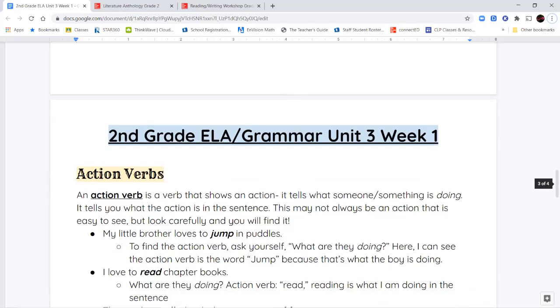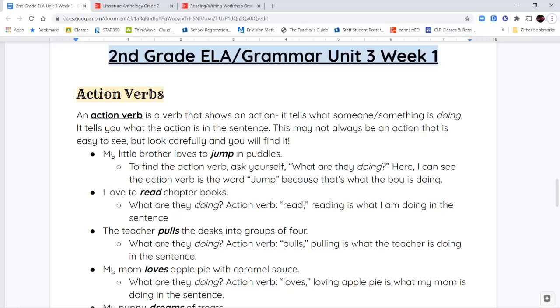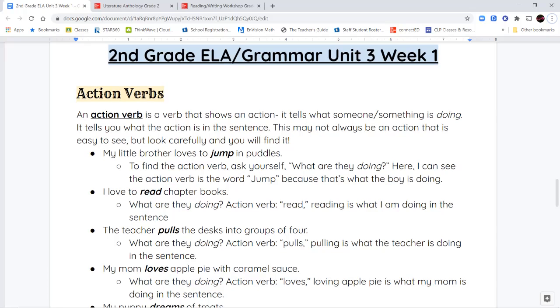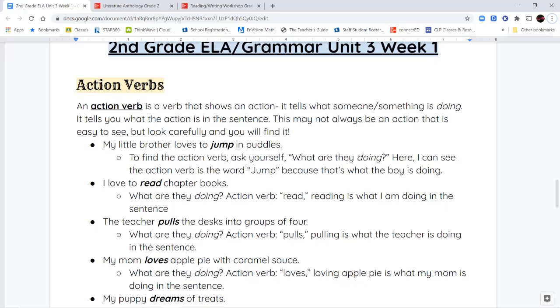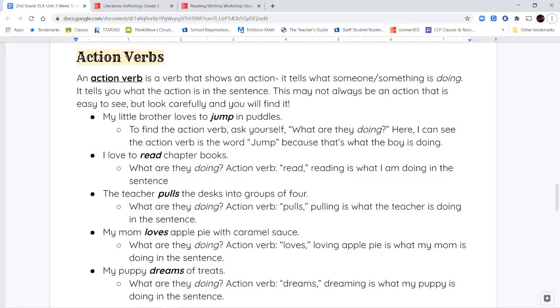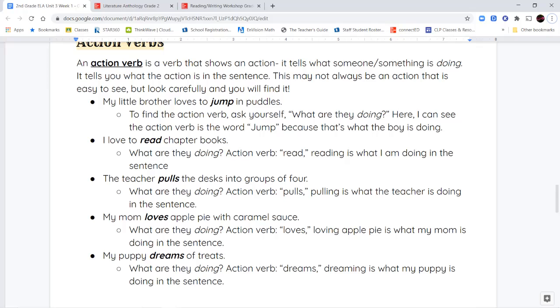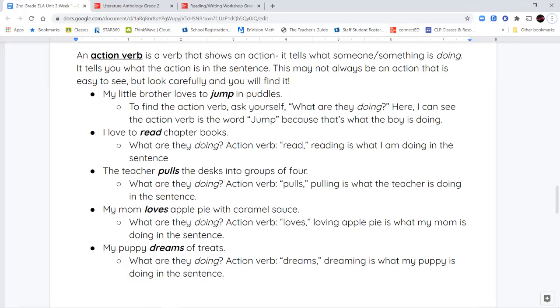All right, let's get into our language arts and grammar notes for this week. So I'm going to go over action verbs first. You're going to see this come up in your grammar packets that you're going to be working on throughout the week. Now, an action verb is a verb that shows action. It tells what something or someone is doing. It tells you what kind of action is going on in that sentence.